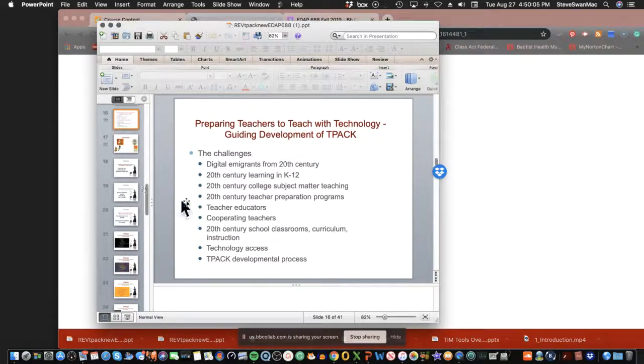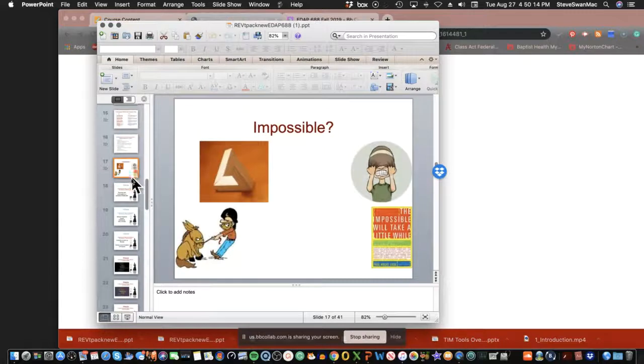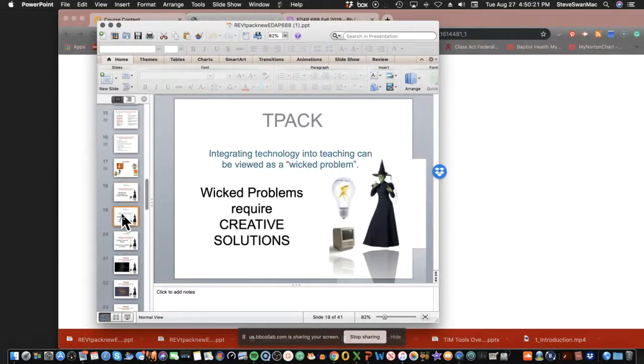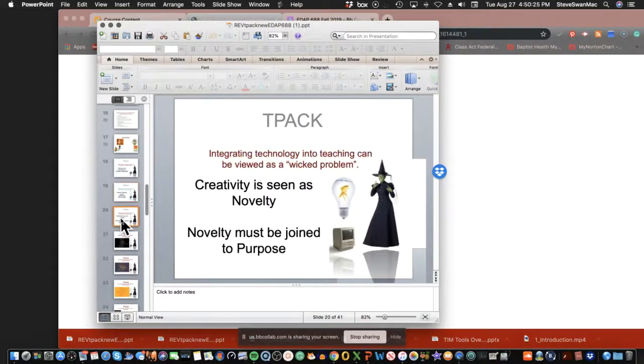I won't do this one. I mean, it's been beaten to death. This whole idea about, you know, we have problems. Yes, we know we have problems. So is it impossible to do? Is integrating technology into teaching truly a wicked problem? Well, it is. But wicked problems require creative solutions.